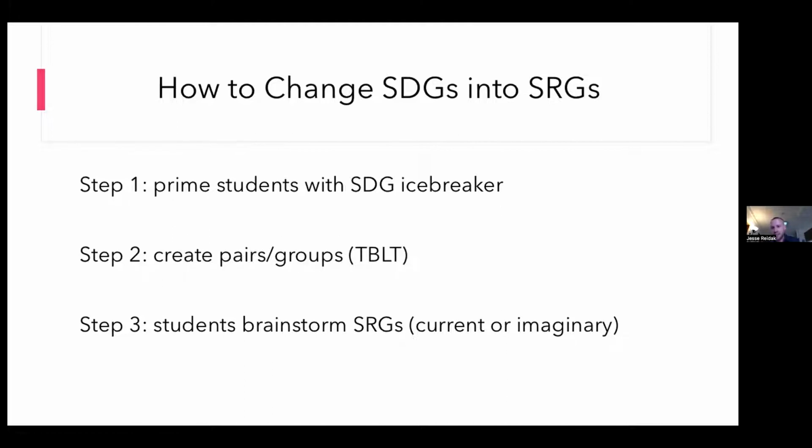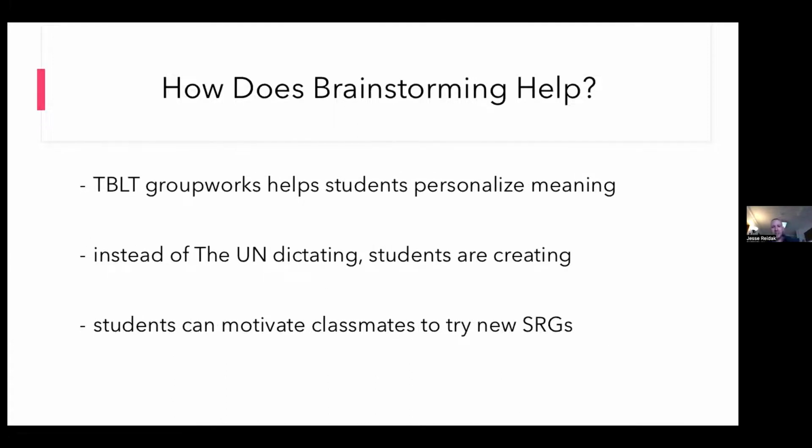Just bring some kind of sustainability related products into the classroom, eco bags or PET bottles, things like this. Get the students into pairs or groups, kind of TBLT style lesson, and get the kids brainstorming and sharing what their families do or what they do in their daily lives outside of the classroom, particularly. Brainstorming helps because it allows the students to personalize meaning rather than teachers just kind of blasting them with what they want them to learn.